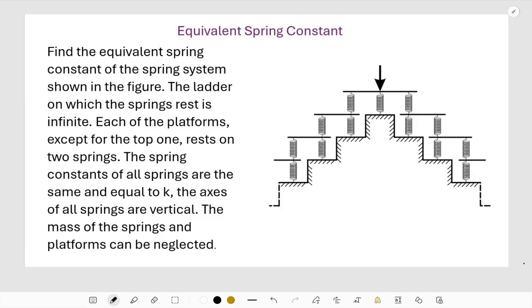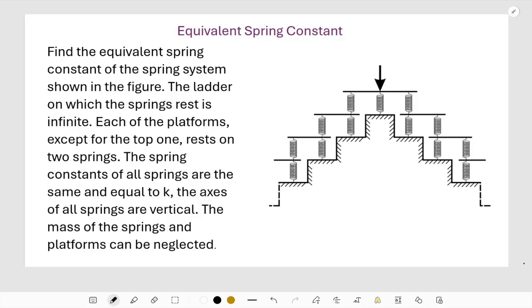Here is a problem where we need to find an equivalent spring constant. Equivalent spring constant means we have a system of springs and we need to find an equivalent, so that all the springs of the system are replaced by a single spring. So let's look at the problem first.